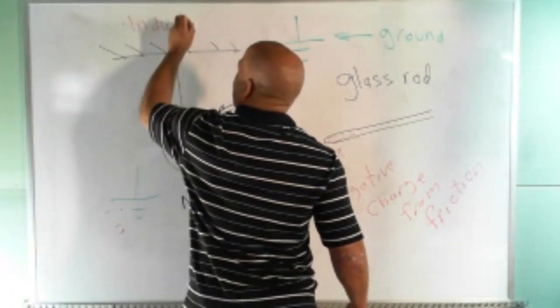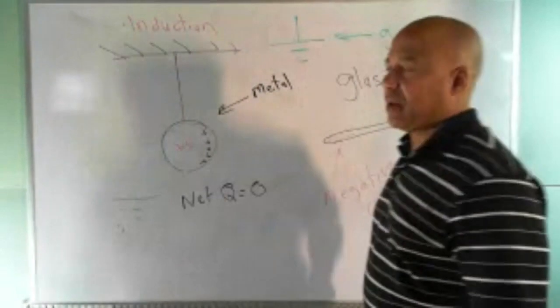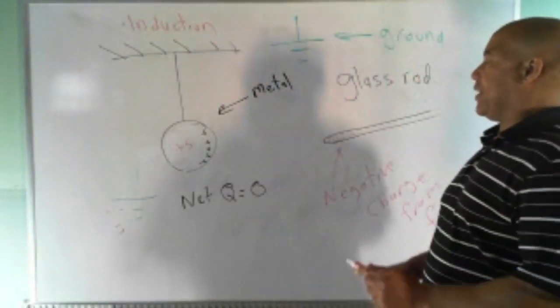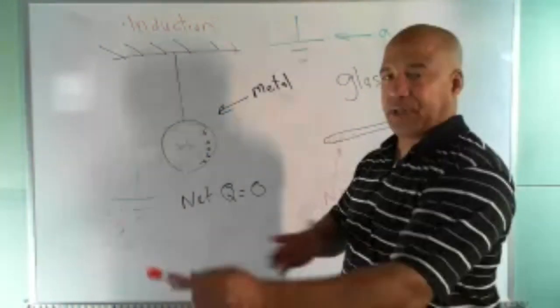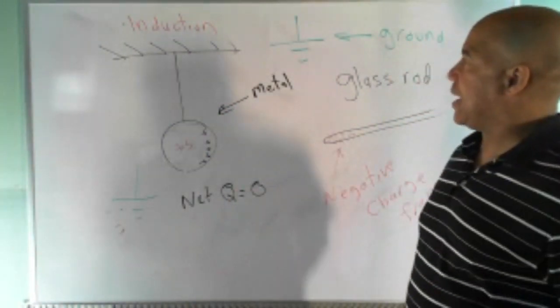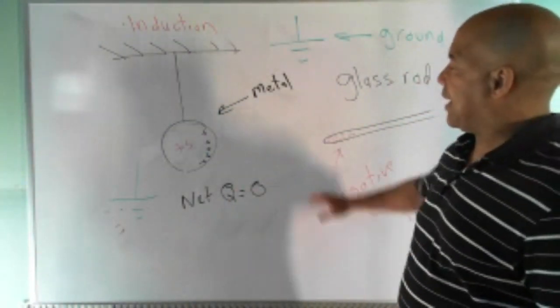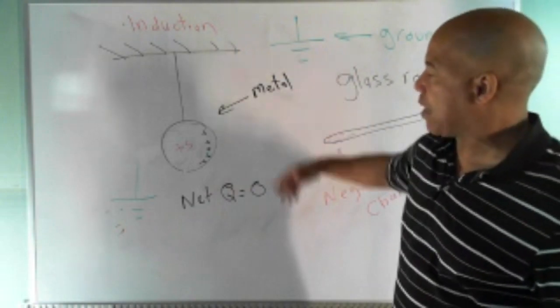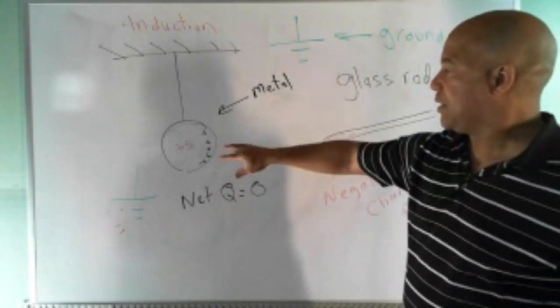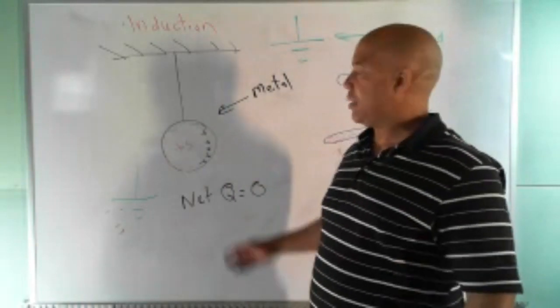That's the process. That's the story. So hopefully you understand that, but the thing to understand is there are 3 ways to charge. Friction, I can charge by contact, and this process of induction is another way of charging. But you see that's a process. I had to go through several steps to get this thing charged to what I wanted, the plus 5.